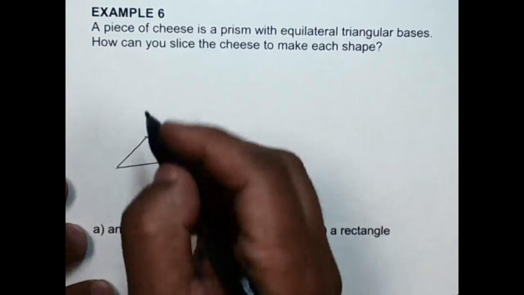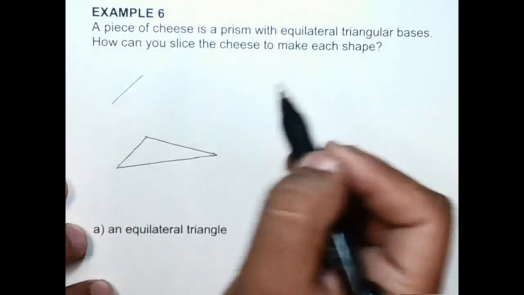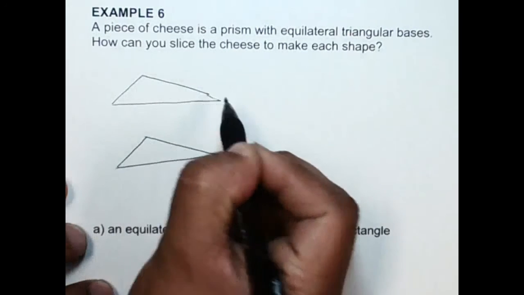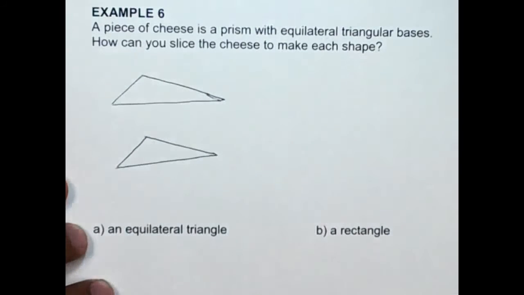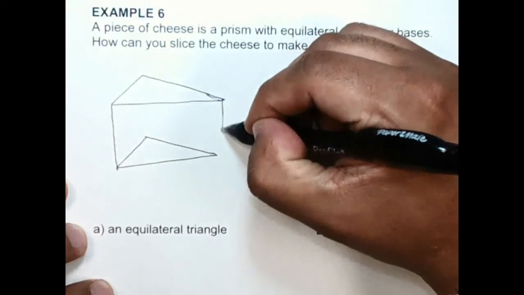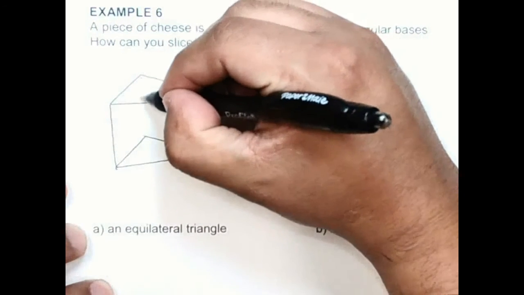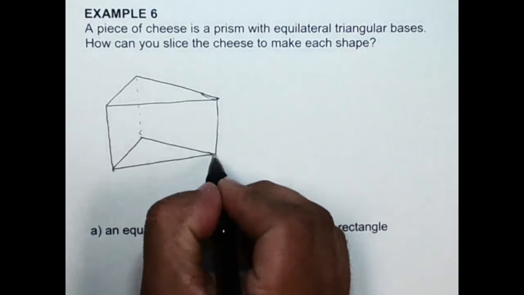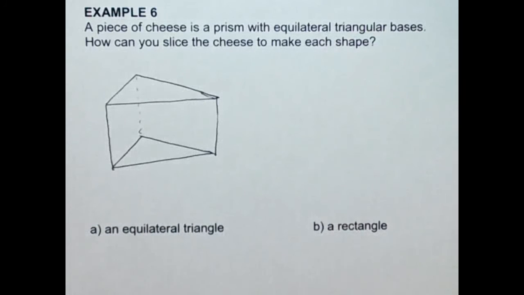You draw a triangle, and then you draw another triangle that's about the same size right above it. Right, and then you connect your edges here. Right. And there's my triangular prism.